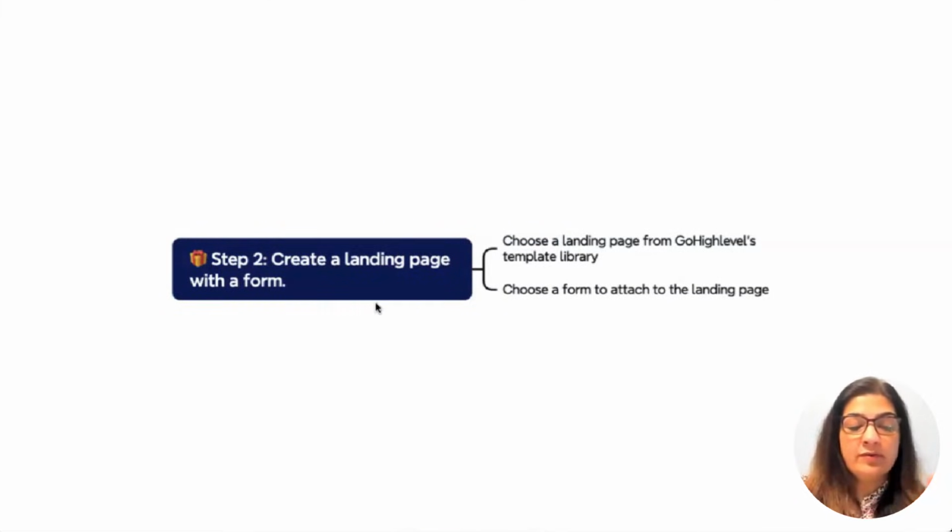So the form is going to be whoever gives you their email address, that's going to be the opt-in form, as we call it. And the landing page is going to be a page where you talk about what they're opting in for, what value they're getting. And of course, you just need to say like 3 bullet points about what they're going to get out of it. This landing page, again, I'll be using Go High Level.